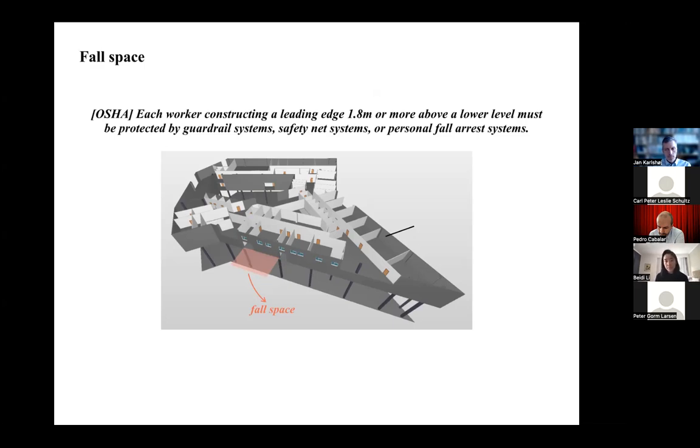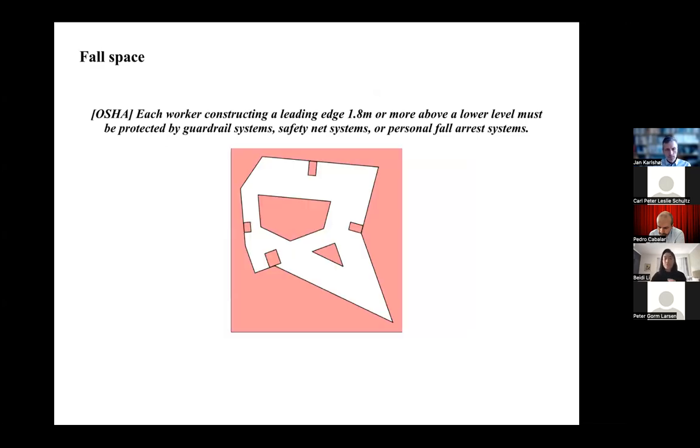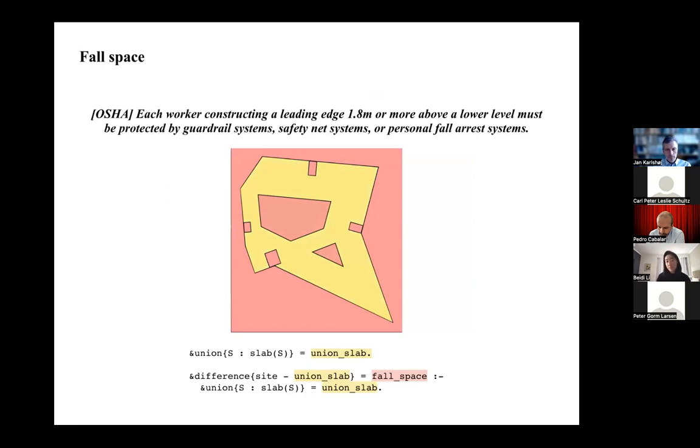In this case, the spatial artifact is called fall space, which are regions a person might fall and injure themselves. Formally, fall spaces are the difference between the total site volume and the union of all slab elements. So in this case, we have a fact and a rule. The fact says to just take all the slab elements and compute a union no matter what. Because it's a fact, it will be automatically added to the model once the ASP4BEM program is grounded.